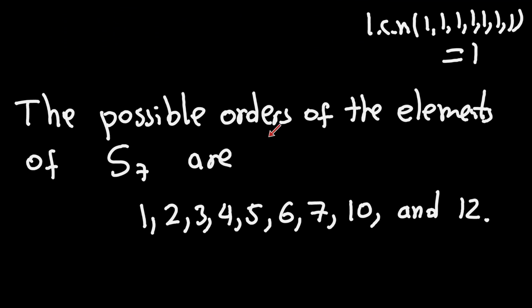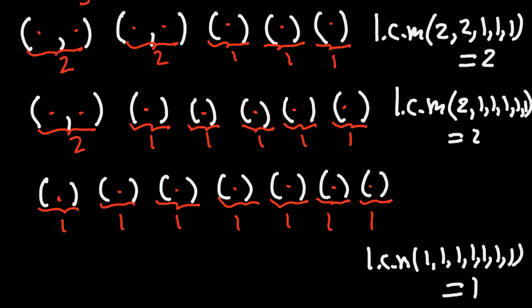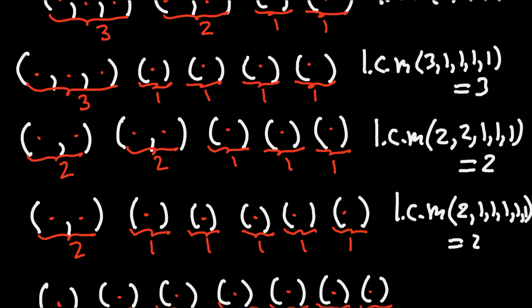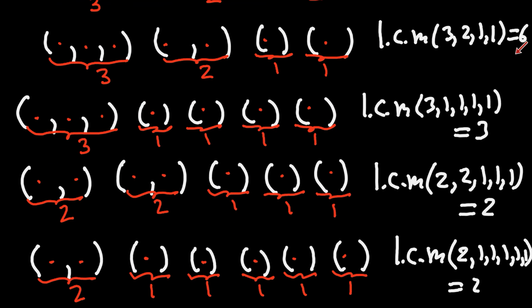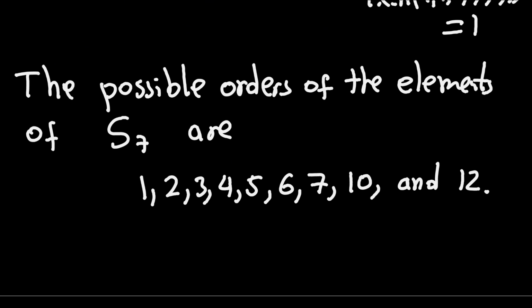So the possible orders of the elements of S7 are, so the identity, 2, all these numbers that you see here are the numbers that we got from this list. So 1, 2, 2, 3, 6, and so on. So the possible orders of all the elements of S7 are 1, 2, 3, 4, 5, 6, 7, 10, and 12.